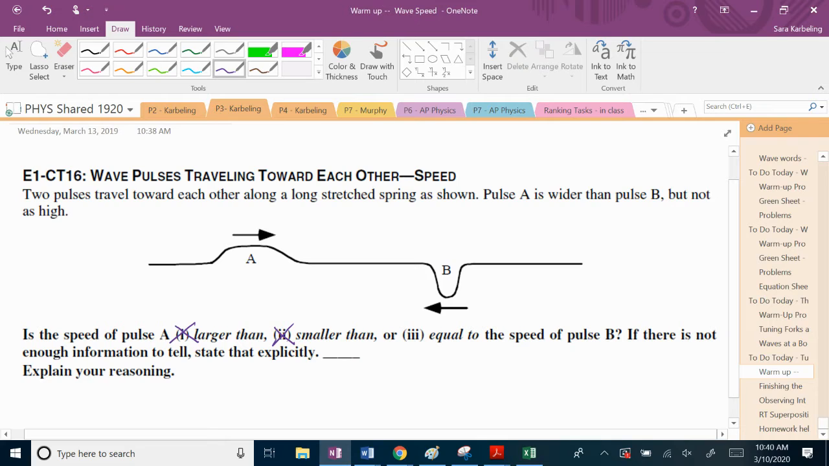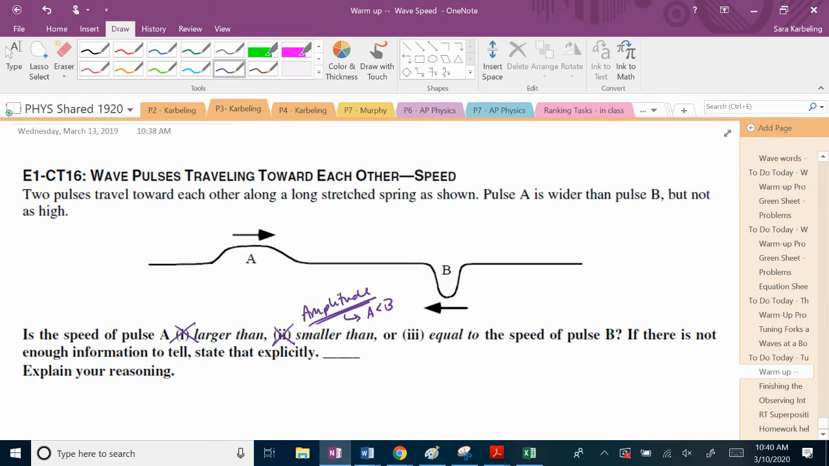Can I ask you, because in another class I had a lot of people vote for smaller than. What do you think they were really voting on if they said the something of pulse A is smaller than B? Yeah, if you were answering the question of amplitude, then we would say that A is less than B. That's not what we're talking about, is it? We're talking about the speed.